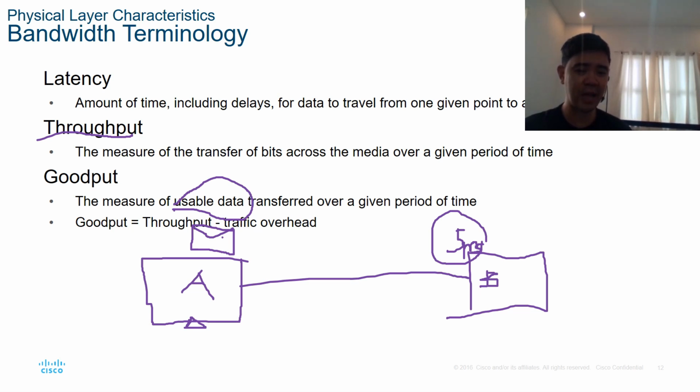These are information added on our data. So if we were to talk about just the data to be transmitted from A to B, by concept, that of course cannot be reliable without the added information. But by concept, we call that goodput.